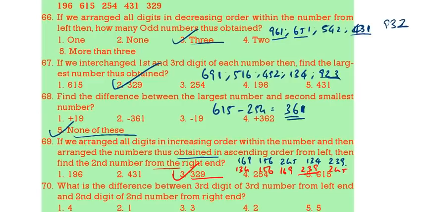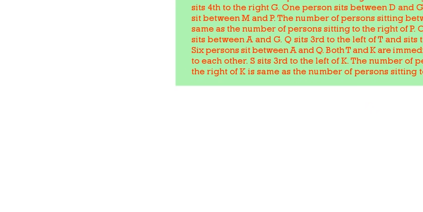what is the difference of third digit of the third number from left? Third number from left 254, in this third digit 4. Then second digit of the second number from right, that is 431, second digit 3. The difference of 4 and 3 is nothing but 1. 2 is the correct answer.